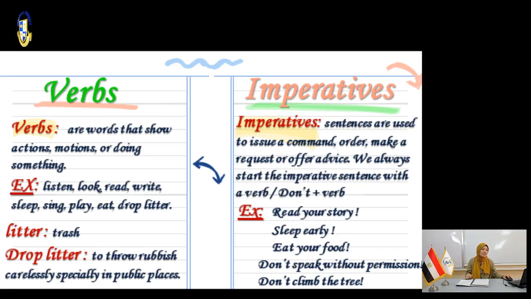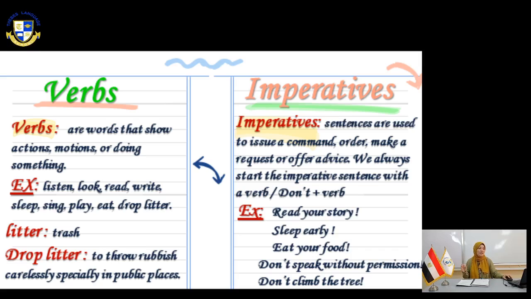Now, litter means trash. And dropping litter means to throw the rubbish or the trash carelessly, especially in public places, like in the classroom. When you drop the litter or throw the garbage on the ground in the classroom, this is not a good action. So you are dropping litter.